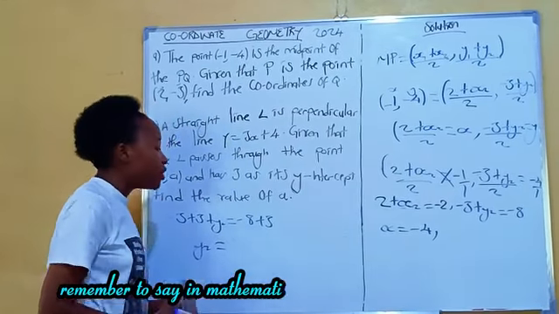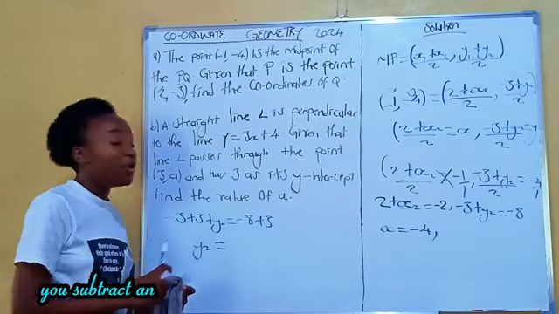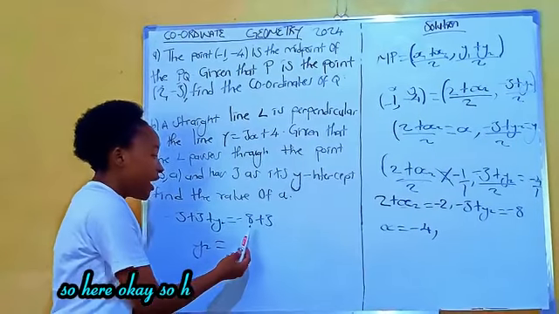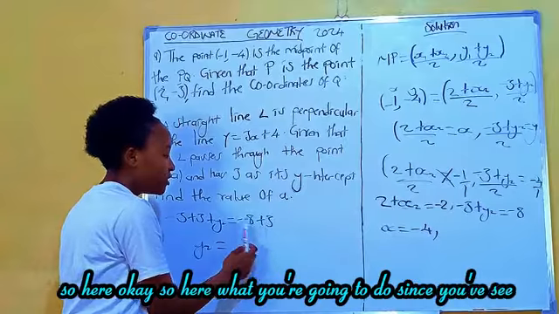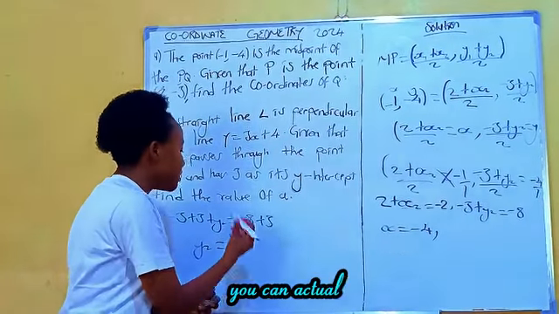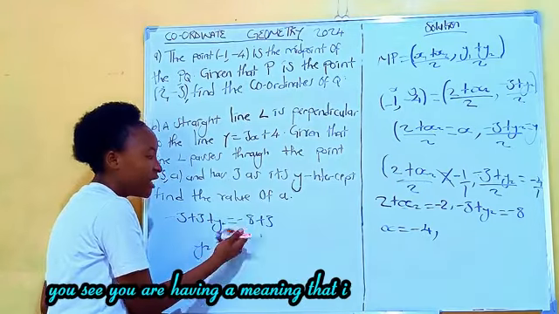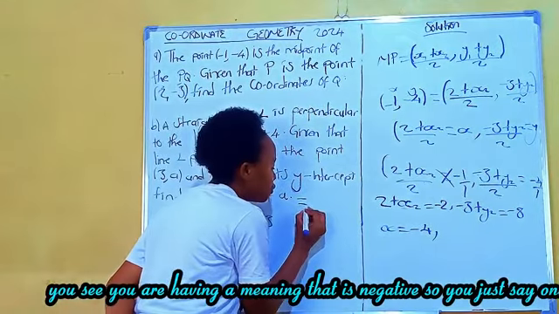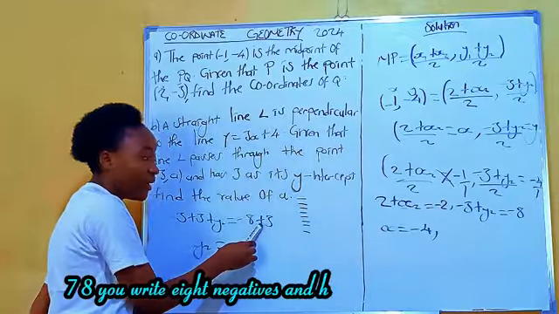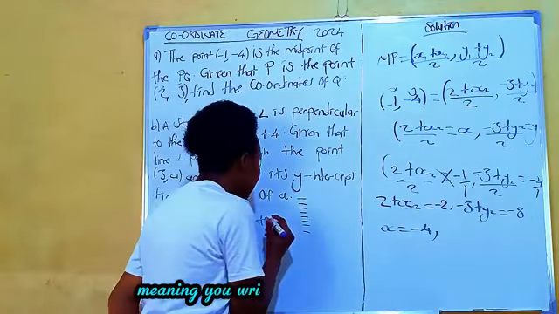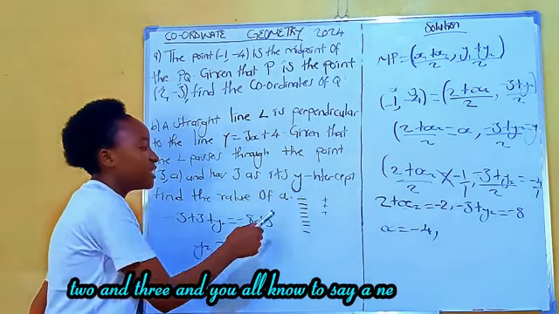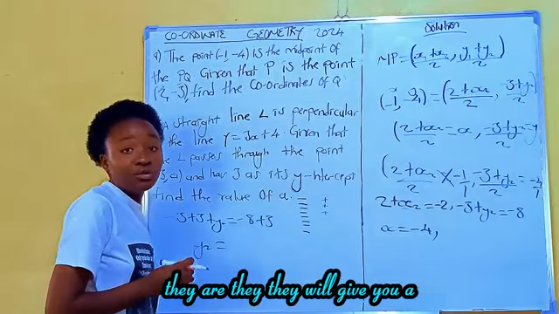Remember, in mathematics, when you're having different signs, you subtract and you get the sign of the bigger number. So here you are having negative 8 plus 3. The easiest way to do it: you have 8 negative, so you say 1, 2, 3, 4, 5, 6, 7, 8, you write 8 negatives. And here we're having positive 3, meaning you write 3 positives, 1, 2, and 3. And you all know a negative and a positive will give you a 0, they'll cancel themselves.